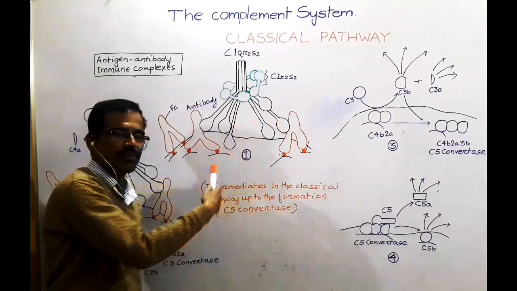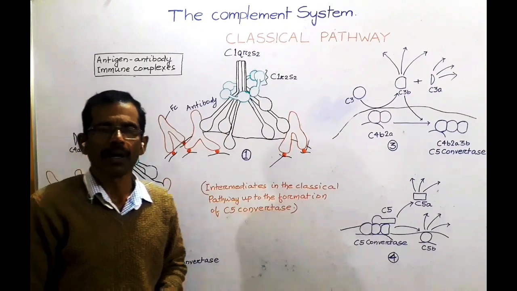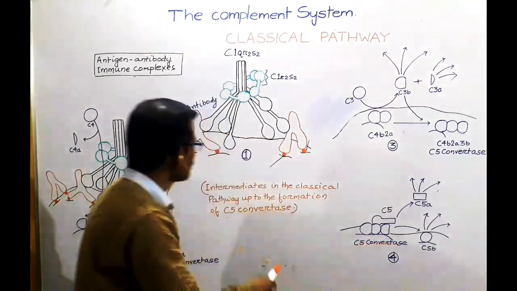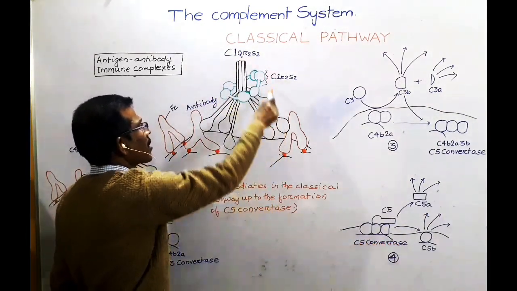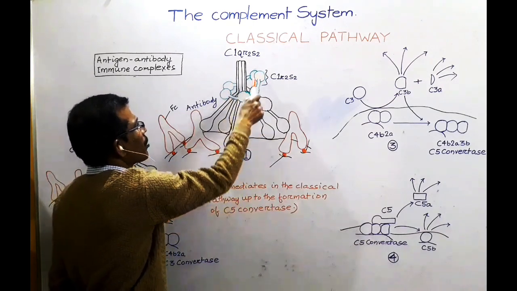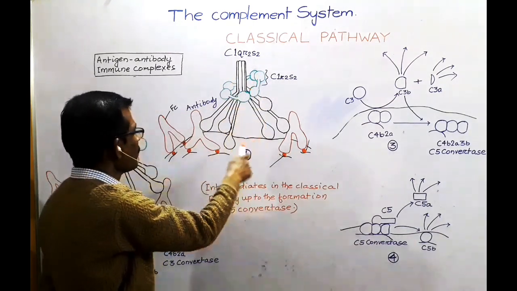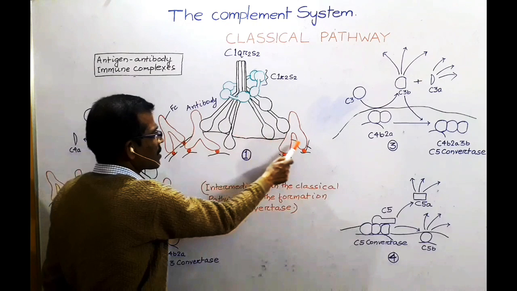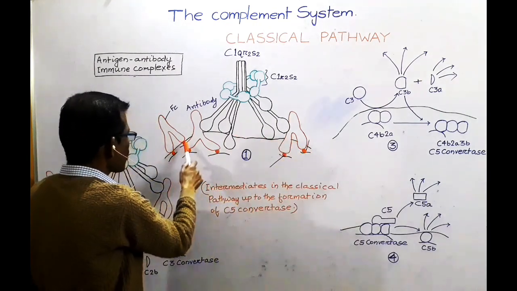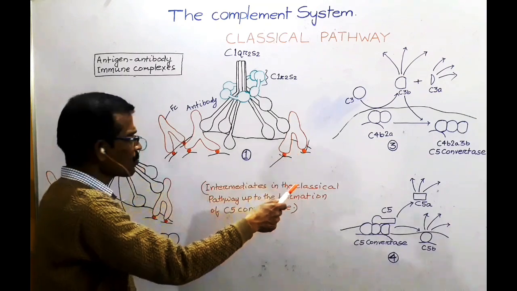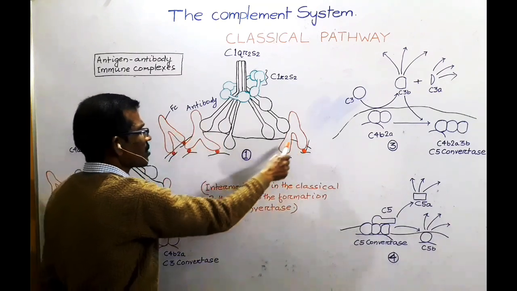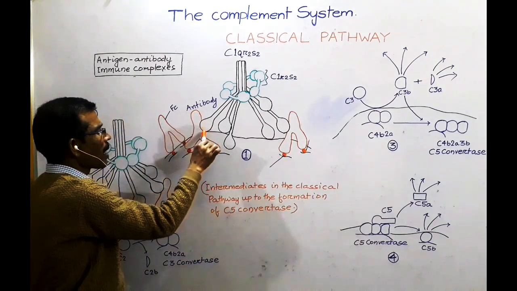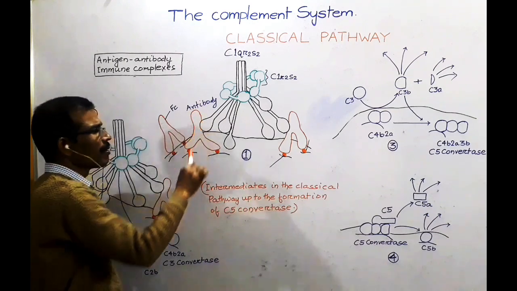This figure shows various intermediates of the classical pathway up to the formation of C5 convertase. This is a C1 macromolecular complex. These are the components C1r and C1s, and these are the C1q globular heads. This is the surface of the pathogen. These red dots are antigenic determinants or epitopes, and these Y-shaped structures are the antibody molecules. And this part is the non-antigen binding Fc portion of the antibody molecule.